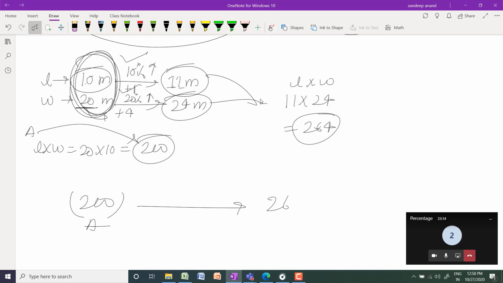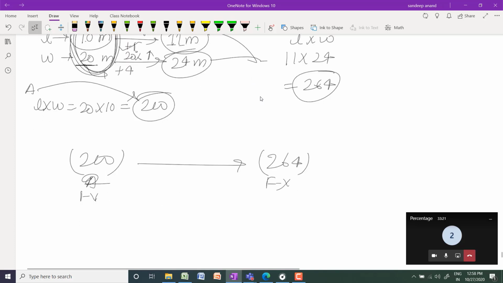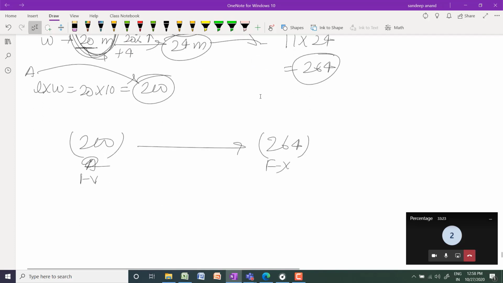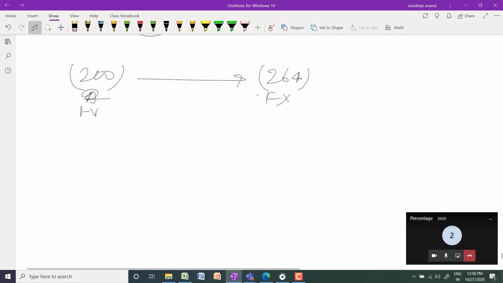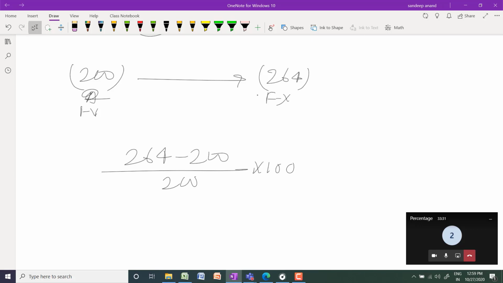Now check. 200 is my initial value, and 264 is my final value. Look at the screen. In this case, the base is not the same, so how can you calculate the net percentage change? It is 264 minus 200, divided by 200, into 100. This is the formula: final value minus initial value, divided by initial value, into 100.